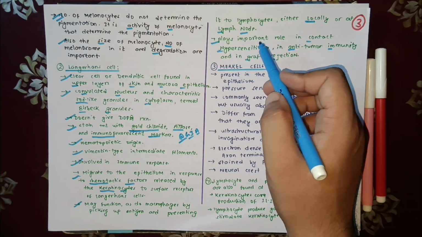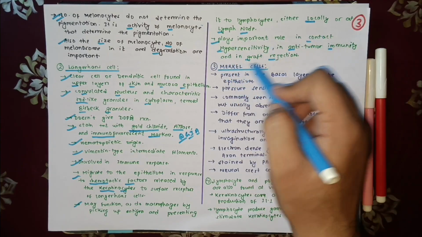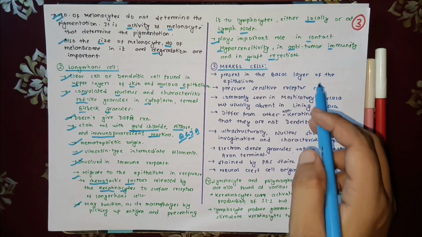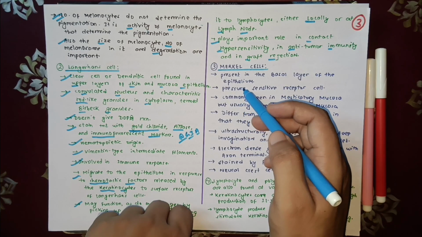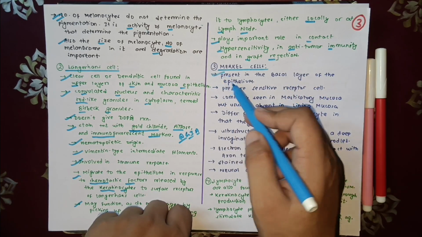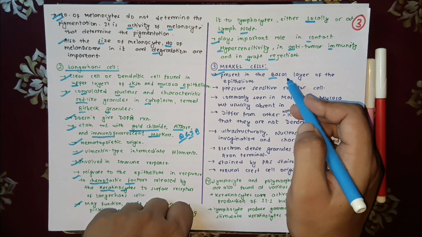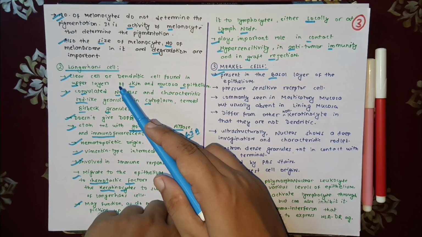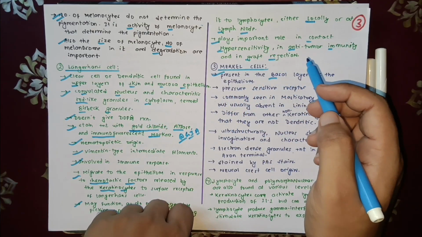When you are asked to write a note on the Langerhans cell, you can mention all those points. After that, I will move to another cell, the Merkel cell, which is present in the basal layer of the epithelium. Merkel cells are present in the basal layer, like the melanocyte, but Langerhans cells are present in the upper layers of the skin and mucosal epithelium.